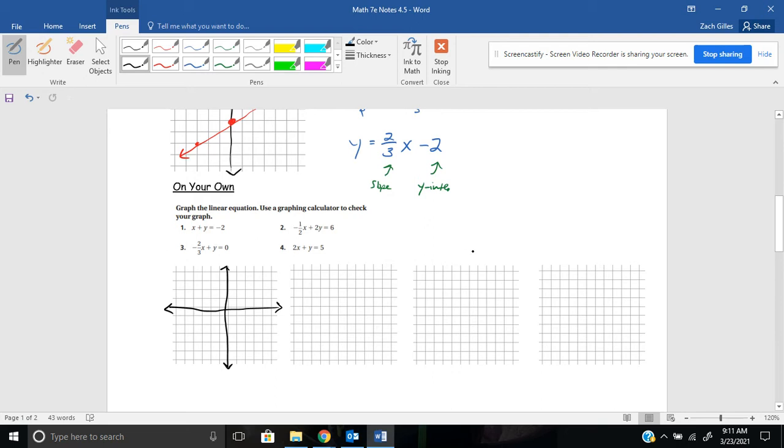Let's do the first one together here, just so you make sure you understand it. I have x plus y equals -2. Again, I want to solve for y to put it in slope-intercept, so I'll subtract x on each side.